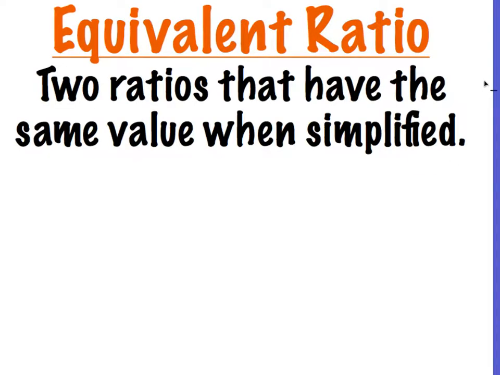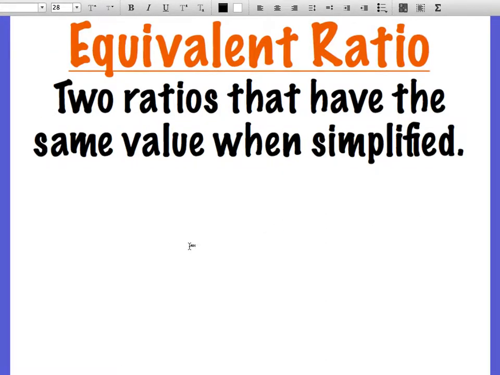Equivalent ratios are two ratios that have the same value when simplified. So in this case, what that means is if I were to stick with that 2 to 3 ratio of boys to girls, if I were to double the amount of boys in my house, that would mean there would be 4 boys, but to keep it equivalent, I would also have to double the amount of girls, so there would have to be 6. So 2 to 3 and 4 to 6 are equivalent ratios.